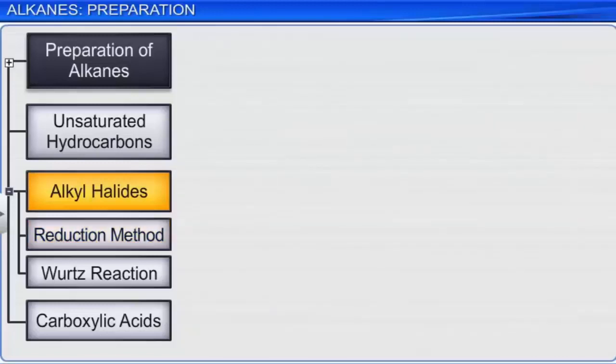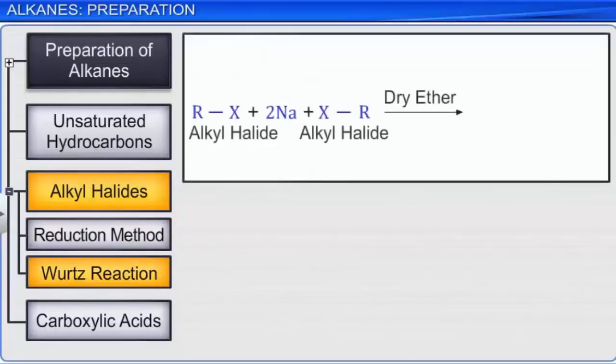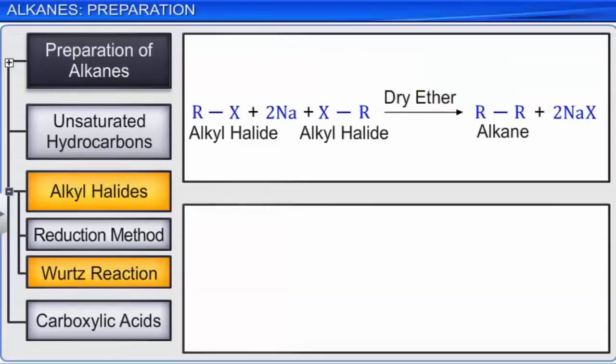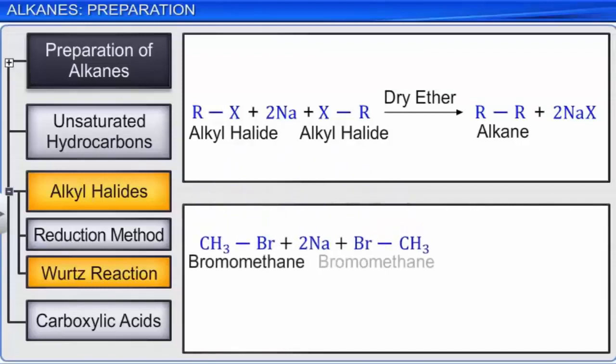Now let's see how to obtain alkanes from alkyl halides using the Wurtz reaction. Alkyl halides on treatment with metallic sodium in presence of dry ether give higher alkanes with even number of carbon atoms. This reaction is known as the Wurtz reaction. For example, the reaction of bromomethane with sodium metal in presence of dry ether gives ethane.